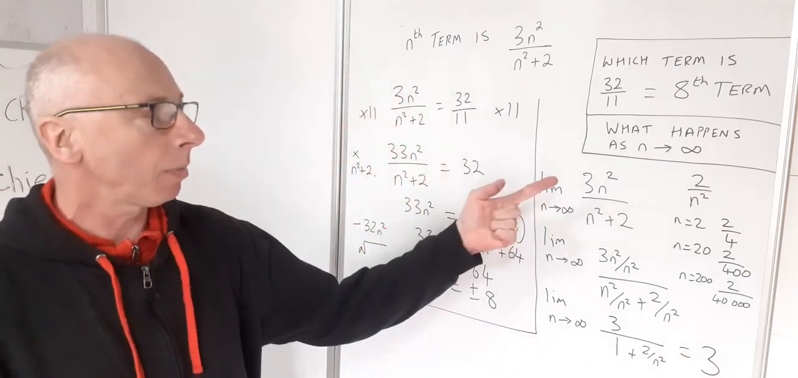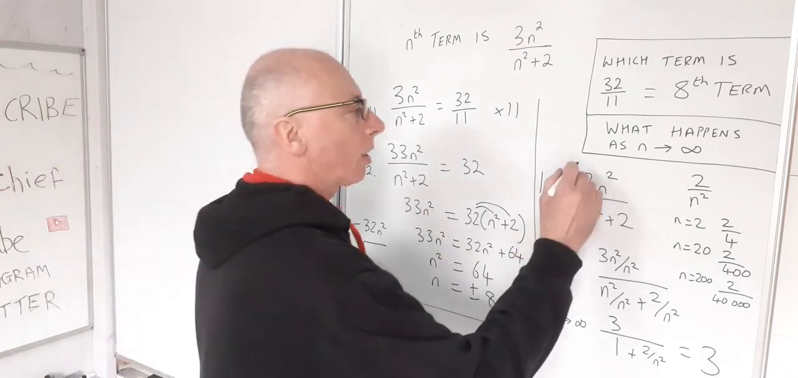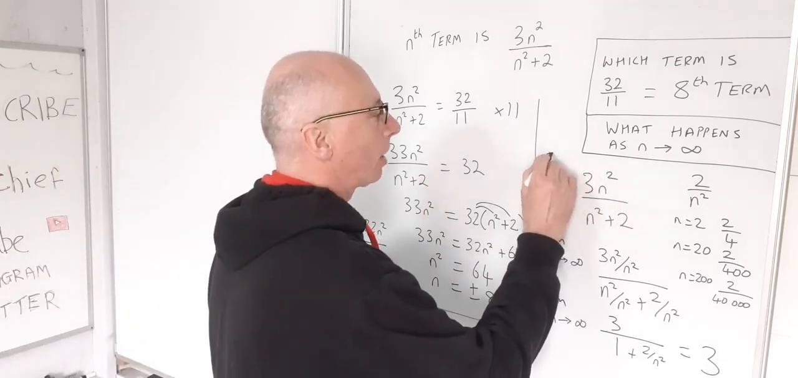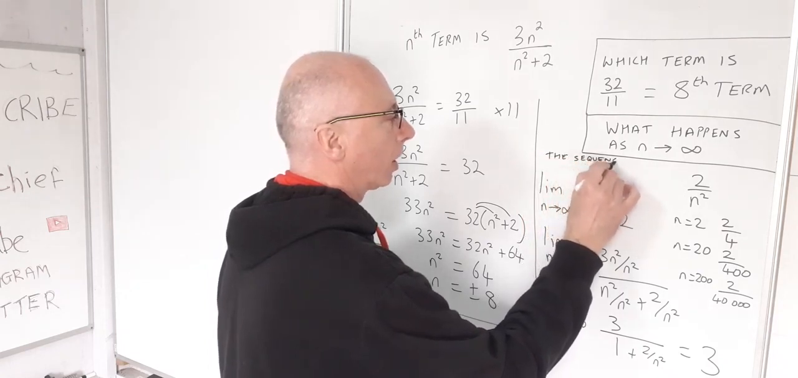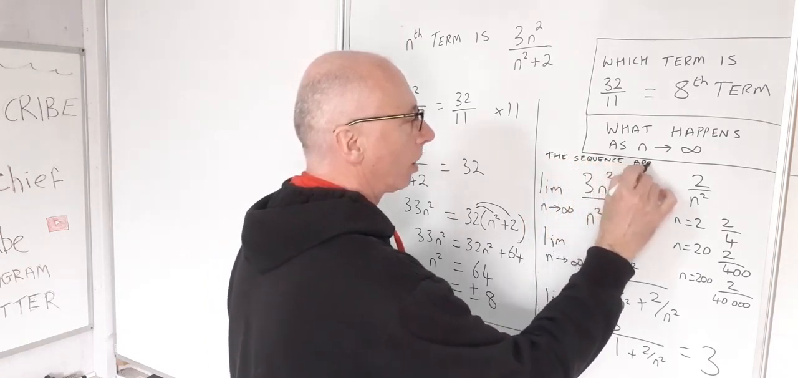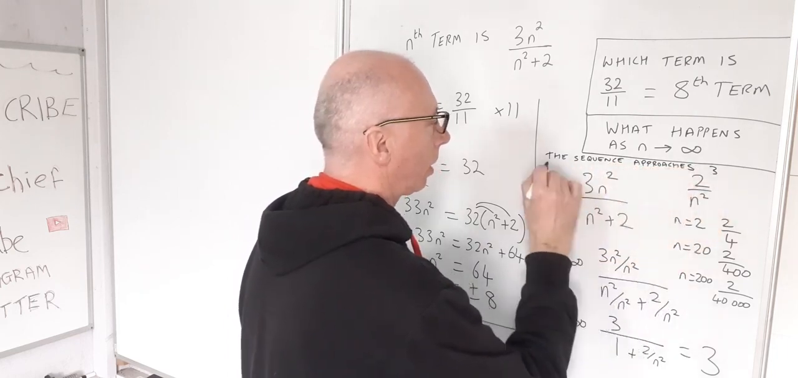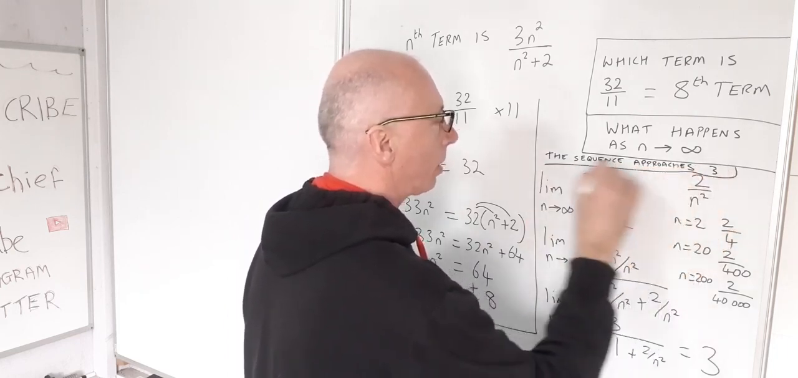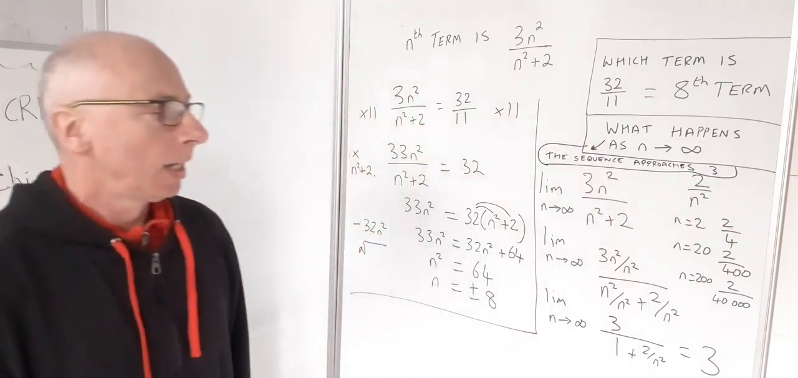So what happens as n approaches infinity? The sequence approaches 3. So I'll just write that here. The sequence approaches 3. So I'm going to write that as my conclusion to this part here.